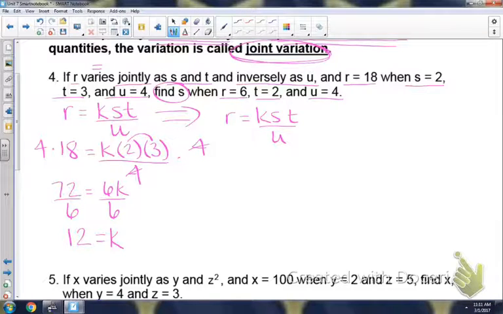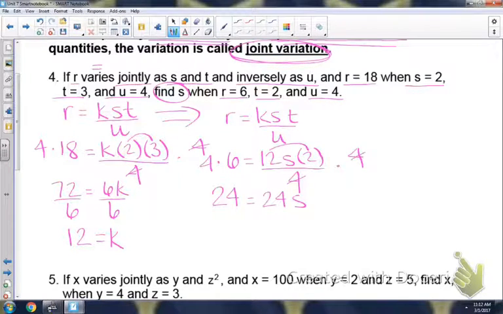We're looking for s when r is 6. We found k to be 12. The t is 2 and the u is 4. We need to get rid of the 4, so multiply it on both sides. So you get 24. I'm going to go ahead and multiply the 12 and the 2 to get 24s. And then I can divide. So your s would equal 1.